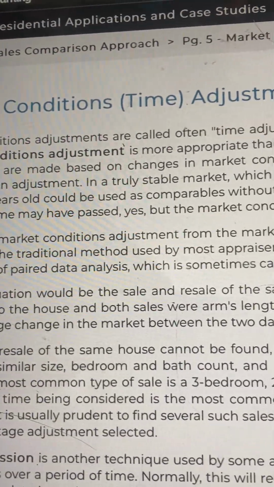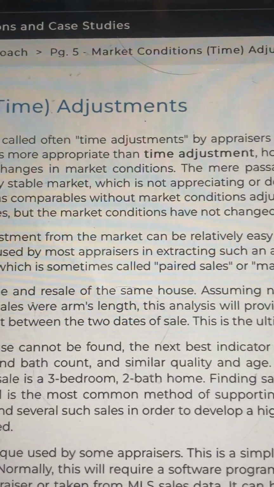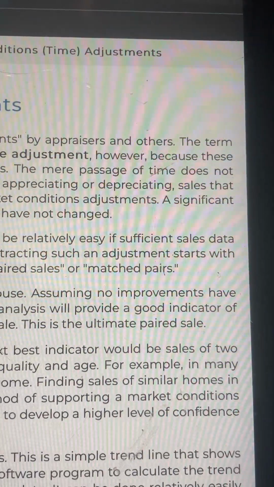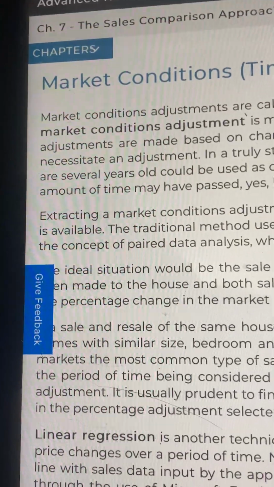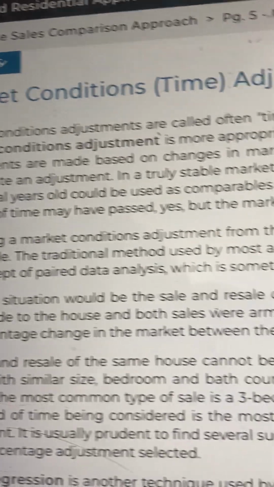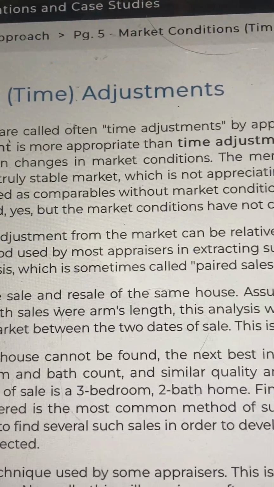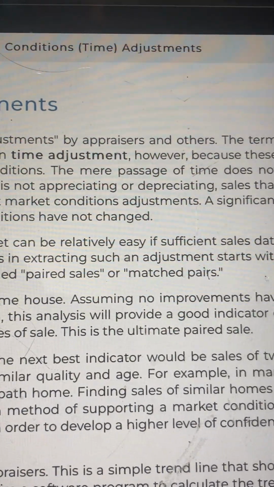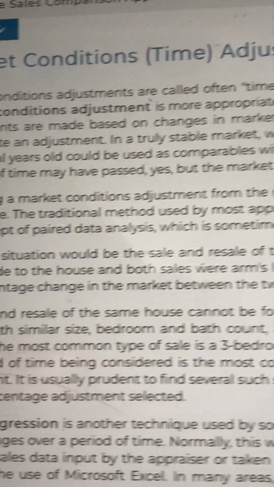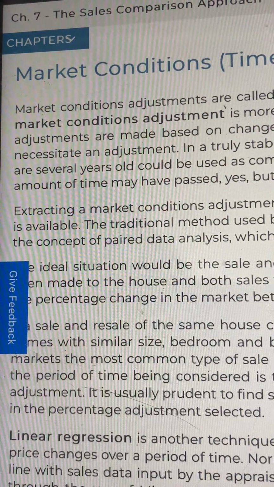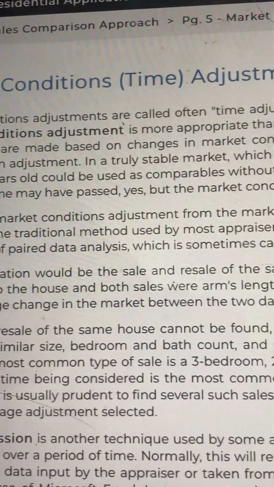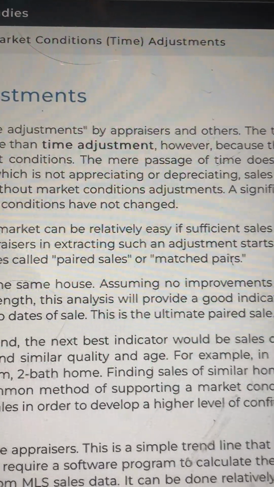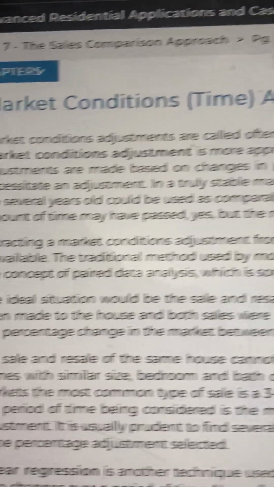Extracting a market conditions adjustment from the market can be relatively easy if sufficient sales data is available. The traditional method used by most appraisers in extracting such an adjustment starts with the concept of paired data analysis, which is sometimes called paired sales or matched pairs.